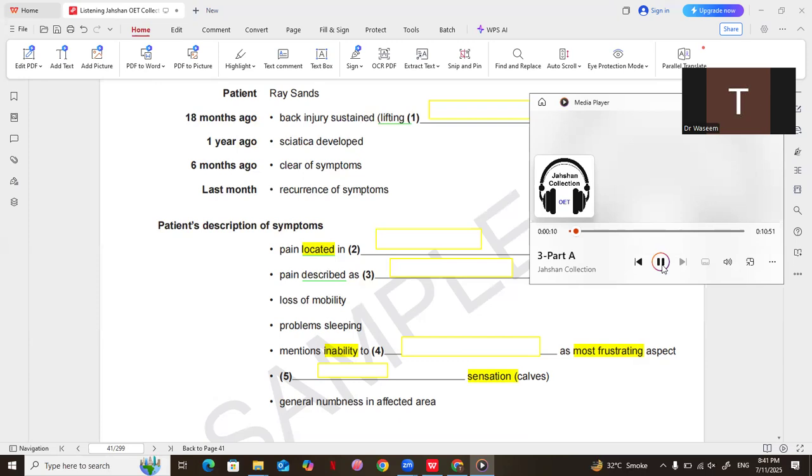Okay. You'll hear a number of different extracts. At the start of each extract, you'll hear this sound. In each extract, a health professional is talking. Extract 1, questions 1 to 12. Notes.